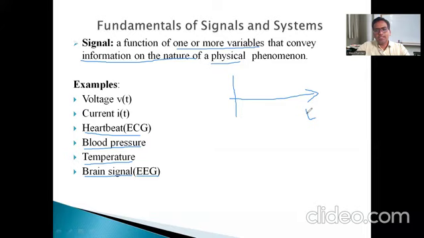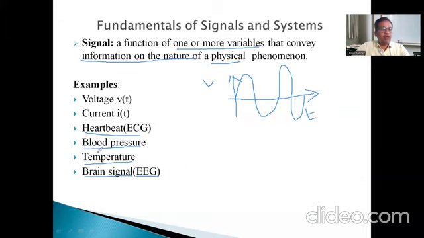Let us take the time on the x-axis and the amplitude, the voltage, on the y-axis. Sorry, here I am going to take V on the y-axis, which gives the amplitude of the voltage with respect to time, where time is the independent variable. Here V is the dependent variable. If I take this voltage, it will be like this. This is called a voltage signal.